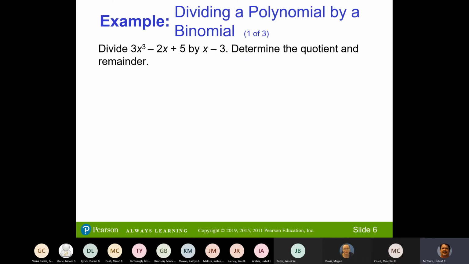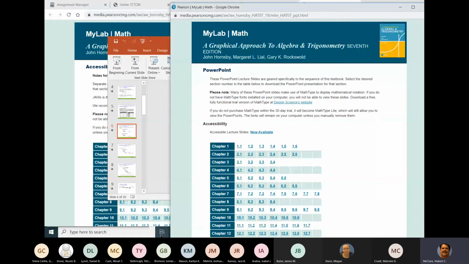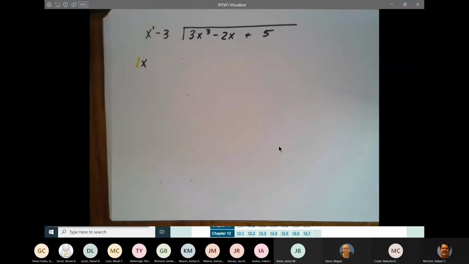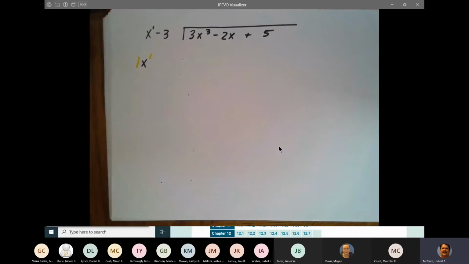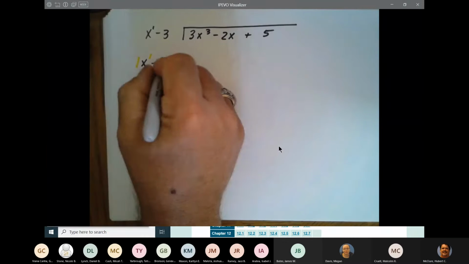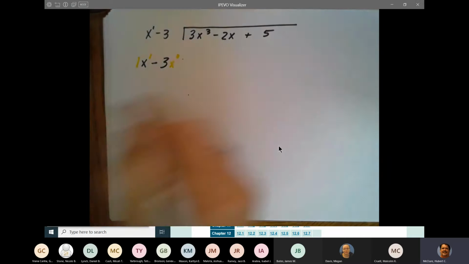So I'm going to get my yellow marker, and I've got 1x to the first minus 3x to the 0. So both of those are accounted for. We're good on the outside.